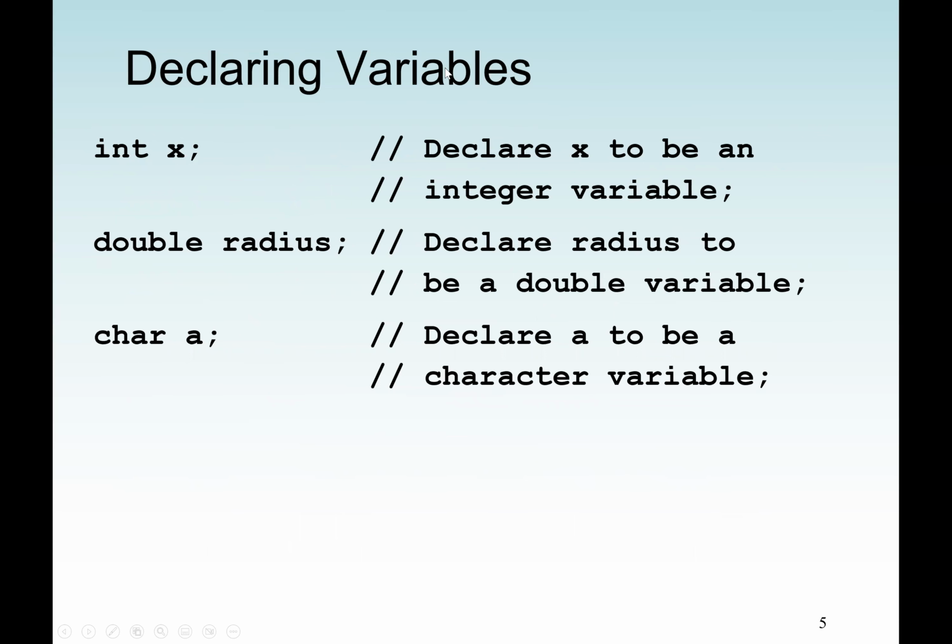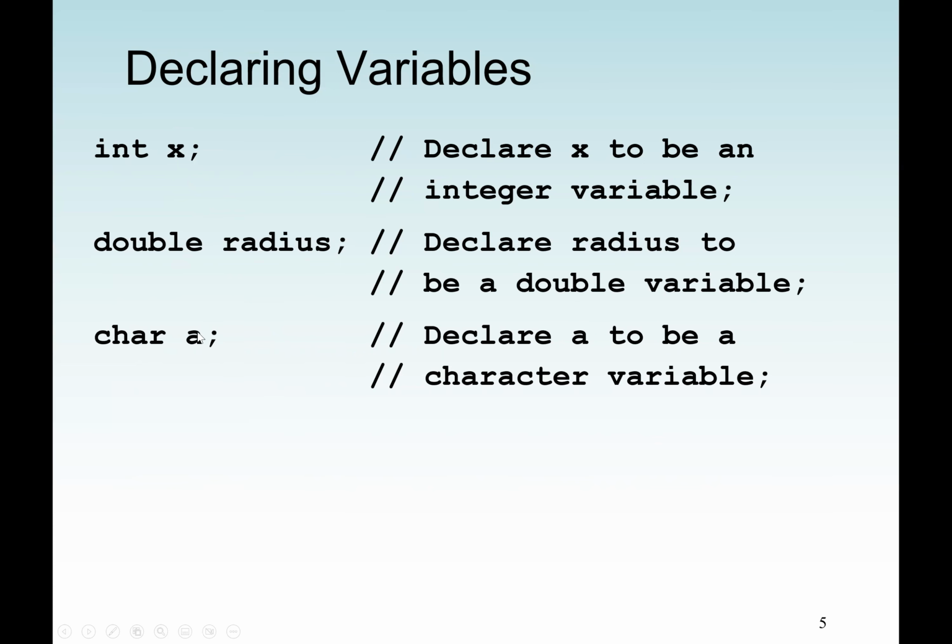So how do we declare a variable? As we said, we always start with the data type. So int x, which means this variable can only have whole numbers. Int or integer means a whole number. And the variable name is x. Here we have double radius, which means for this variable named radius, we can store only decimal values. Double means a decimal value.